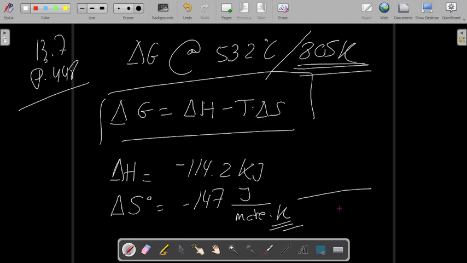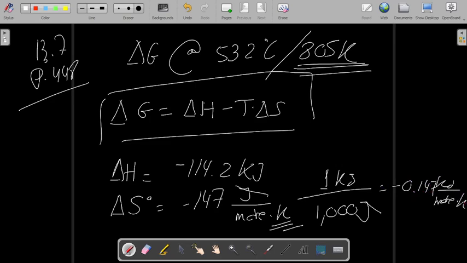How many joules are in a kilojoule? There's 1,000 joules in 1 kilojoule. Now my joules are gone. I'm going to be left with kilojoules, and that's going to be minus 0.147 kilojoules per mole per Kelvin. Great. Now I have everything I need, and I just need to put it in the formula. That's all I have to do.